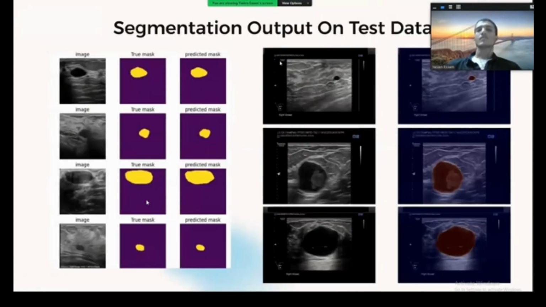And this is the result of the segmentation output on test data. And here you can see that our model can detect a small lesion or a complex lesion, or even the hyperechoic lesions that may be very hard to detect.